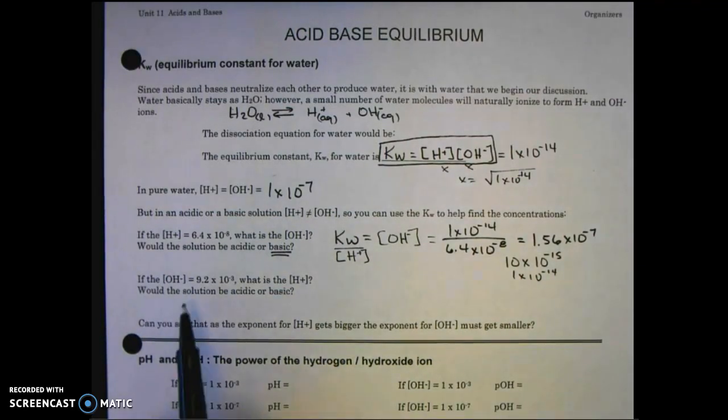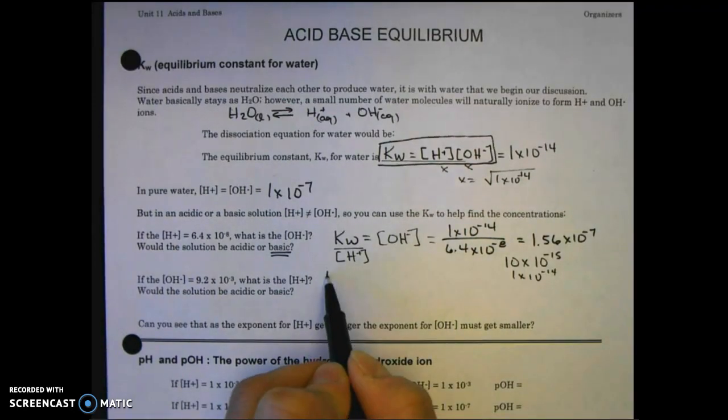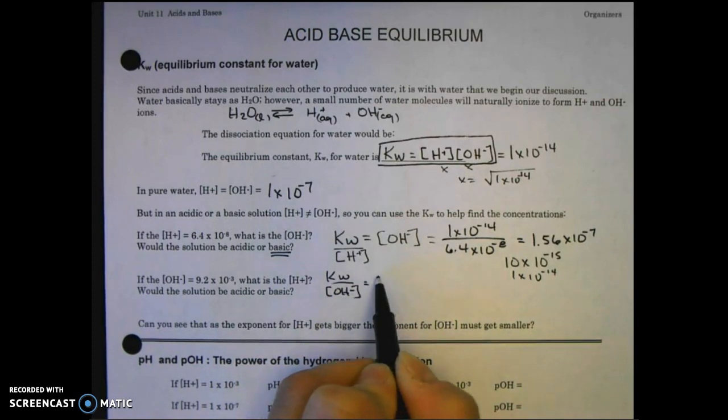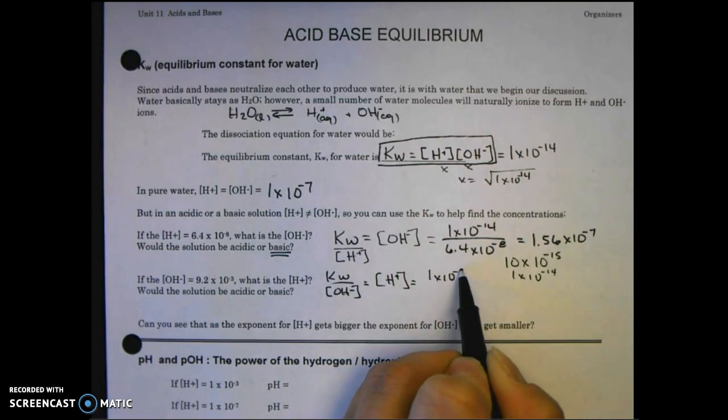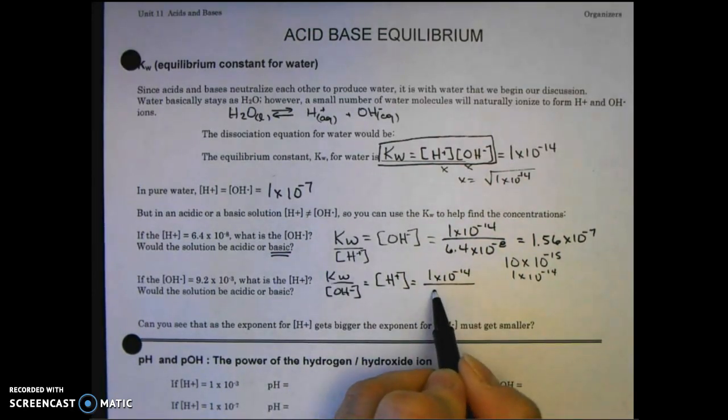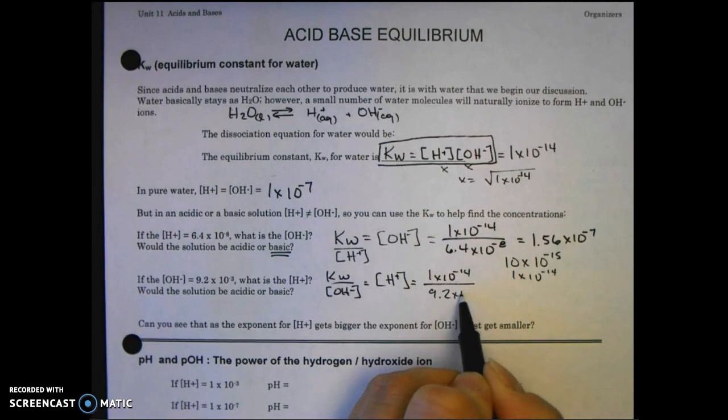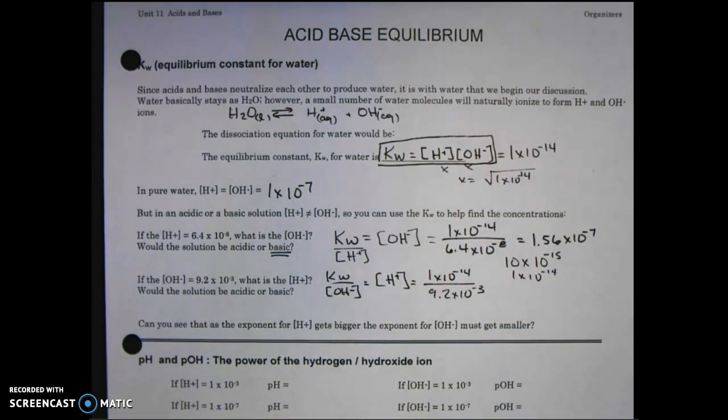Okay, so one more. If OH minus is 9.2 times 10 to the negative third, what's H plus? So once again, you're going to use Kw to get your H plus. 1 times 10 to the negative 14 divided by 9.2 times 10 to the negative third.